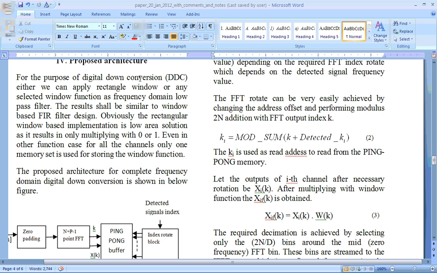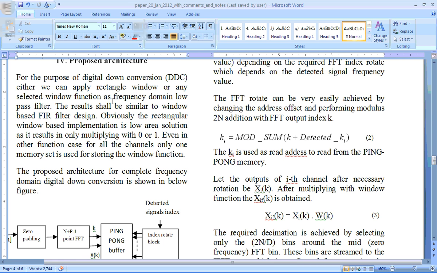For the purpose of digital down conversion, either we can apply a rectangular window or any selected window function as a frequency domain low pass filter. So we told about how to do it, but what p values you have to consider is again a question mark, because now the filter has to be a dynamic filter. You cannot pre-compute using your MATLAB FDA tool and program it. You have to basically dynamically synthesize something. Okay. So that's what we are talking about.